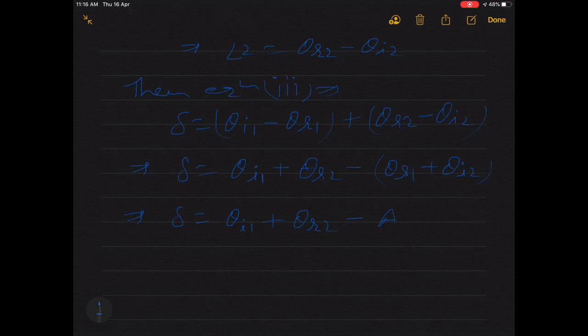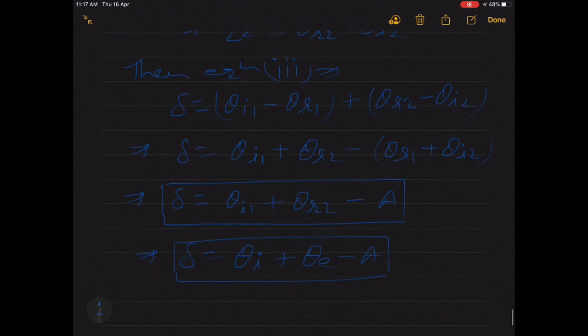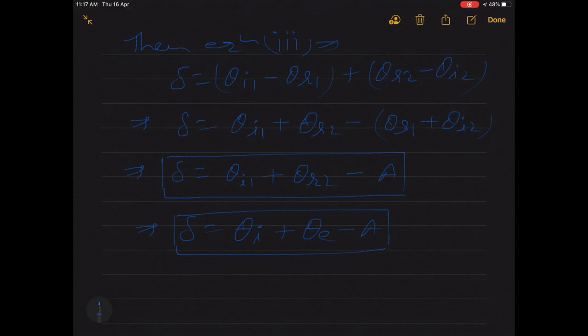So this equation correlates these specific angles. In general, this theta I1 is the angle of incidence and theta R2 is the angle of emergence. So this equation turns out to be delta is equal to theta I plus theta E minus angle of prism. So the angle of deviation is equal to the sum of the two angles, angle of incidence and angle of emergence, and overall difference with the angle of prism.